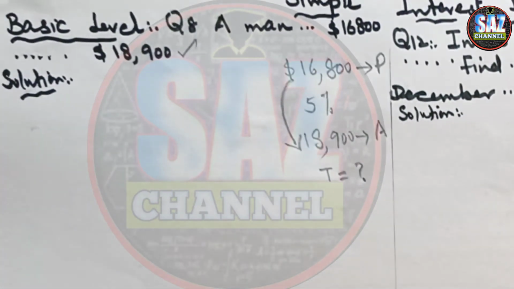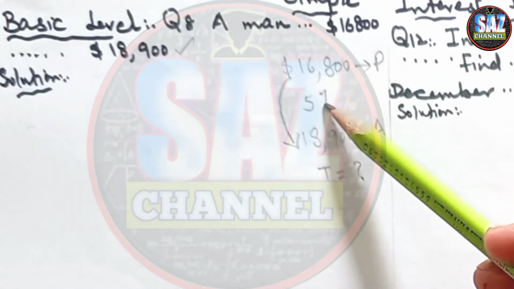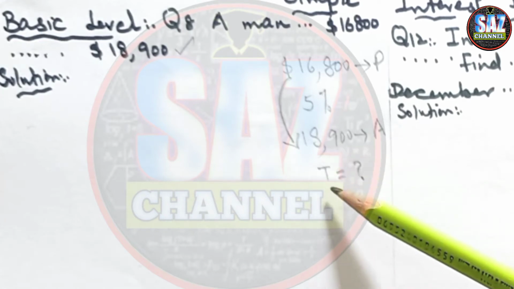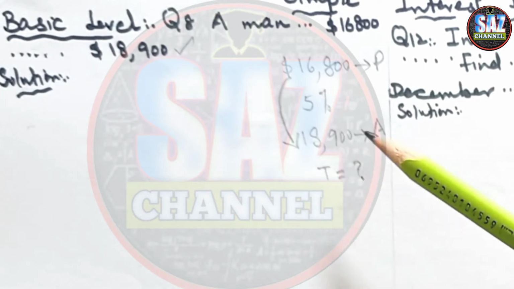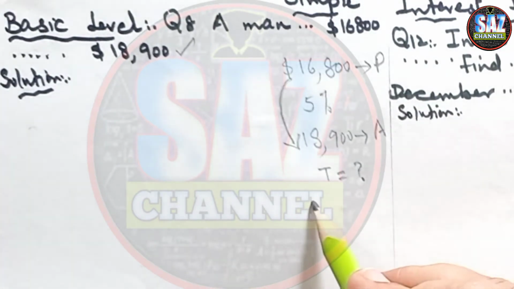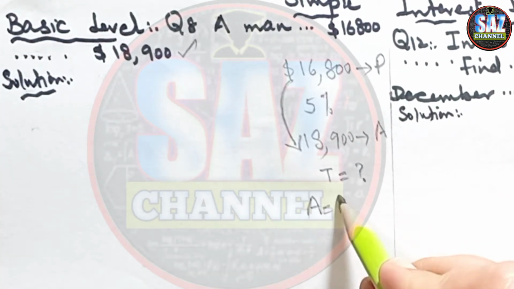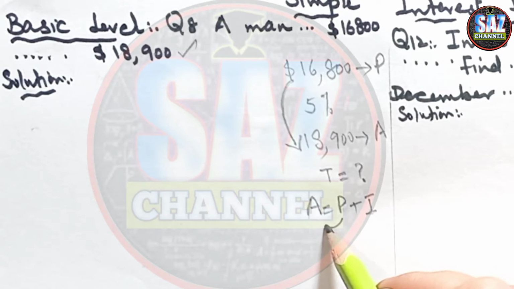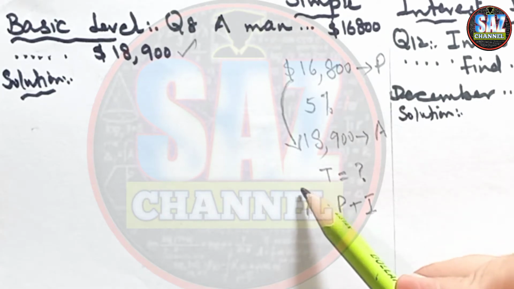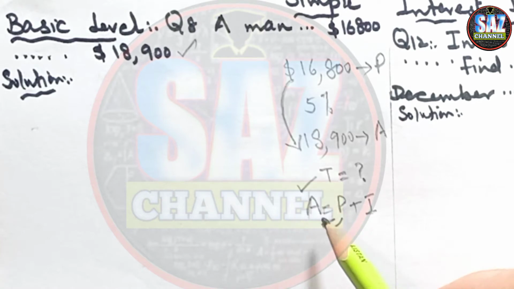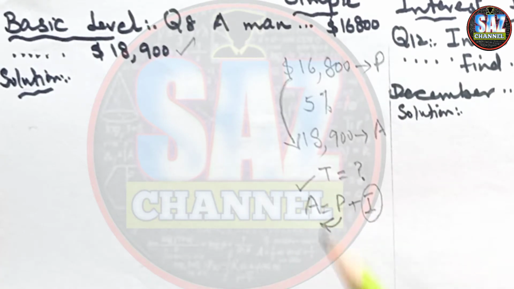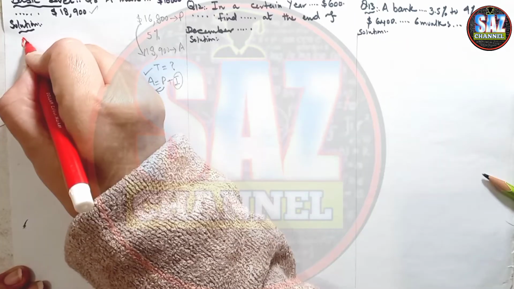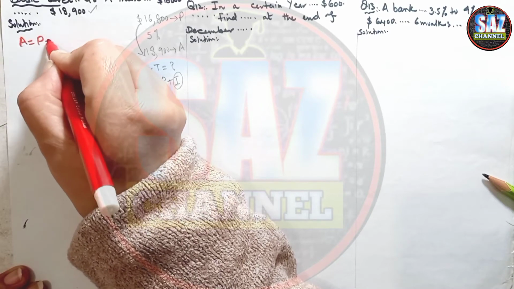But here the problem is that we are given the principal and the interest rate, but in order to find time, we need the amount of interest as well. So how to calculate the amount of interest? First of all, we use the formula: amount equals principal plus interest. I'll take away the principal amount, the original amount, from the amount which is at the end with us, and with the help of that we'll get the interest.